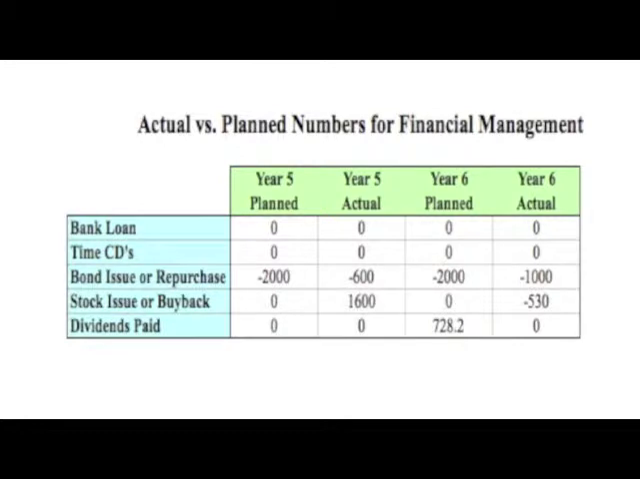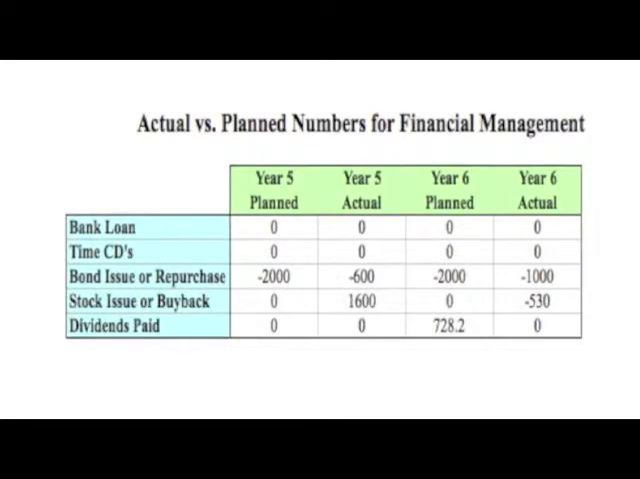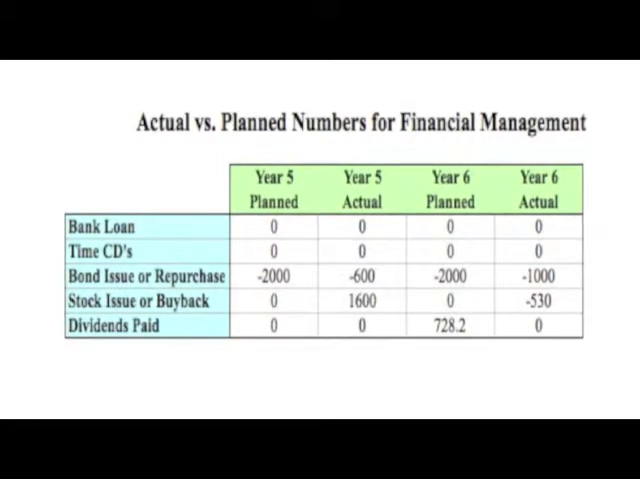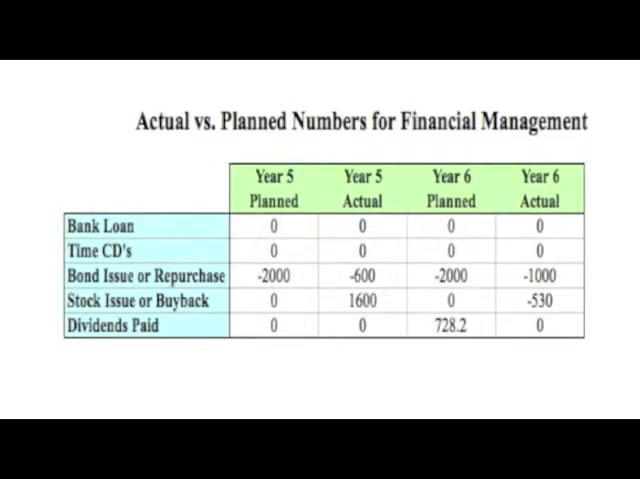We planned on not issuing or buying back stock in year 5 or 6, but in year 5, we actually issued 1,600 stocks. This was so we would have enough stock on hand before price went up. And in year 6, we bought back 530 stocks. This was in order to help increase our stock price for the future years to come.